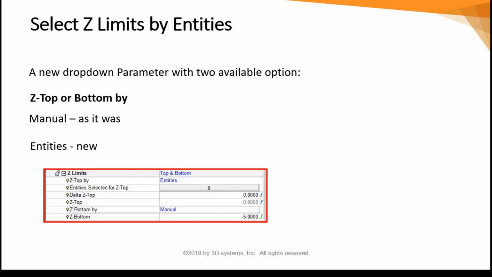In version 15, we now have the option to select Z limits by entities. A new drop-down parameter, Z top or bottom by, with two available options. First one is manual, as it was, manual selection. Second one is entities.